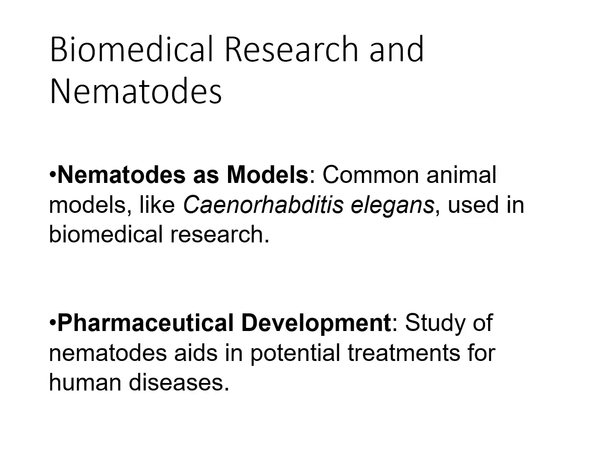Nematodes also play an important role in biomedical research. One species in particular, Caenorhabditis elegans, has become a widely used model organism. Its simple body plan, short life cycle, and fully mapped genome make it ideal for studying development, genetics, and aging. Research on C. elegans has even contributed to Nobel Prize-winning discoveries in fields like programmed cell death and RNA.